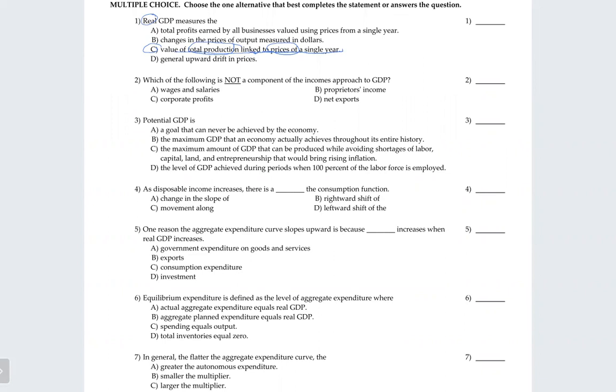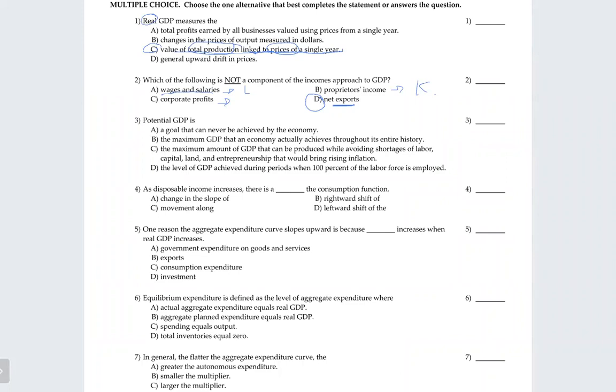Number two, which of the following is not a component of the income approach to GDP? The answer is D, right? Net export is not income. Wage and salary, that's income to labor. Corporate profit, that's just profit. Proprietor income, usually that's the income for capital. Okay, so D.